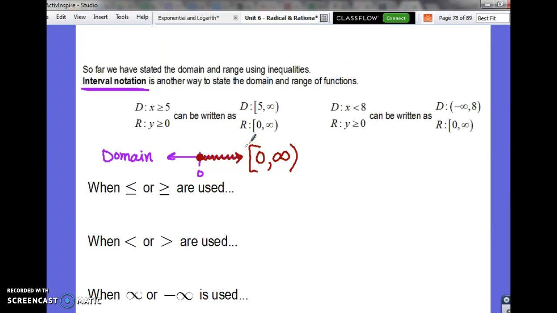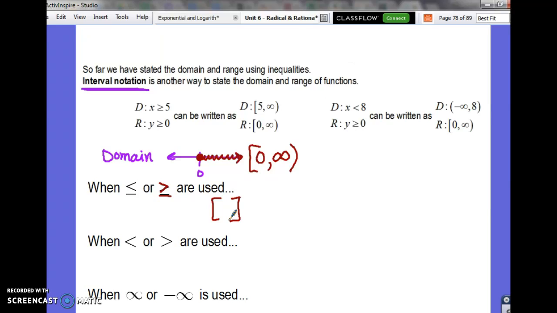Now, the symbols I have, the brackets versus the parentheses. Anytime you would have a less than or equal to, or in this case that we were looking at, a greater than or equal to, you're going to use a bracket. One or the other, just depending on where the number is. Another way you can think about it is if you were graphing your inequality on a number line, if you would use a closed circle, then you would use a bracket.